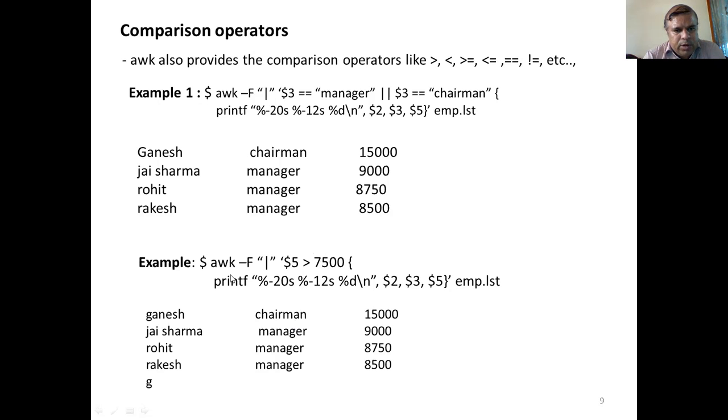awk -F vertical bar, and just compare the salary field. The special parameter $5 refers to the fifth field. So compare $5 greater than 7,500. Then this is the action: print the second field, the third field, and the fifth field.